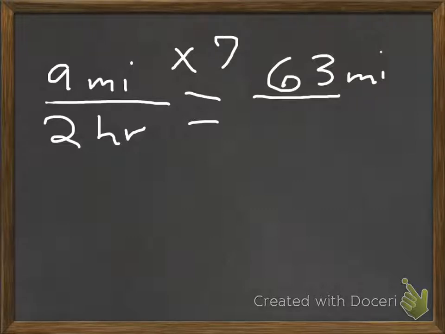So whatever I did to the numerator, just like with equivalent fractions, I would have to do to the denominator. And for 2 hours, I would have to multiply that by 7 as well. So then 14 hours would go in the denominator for 63 miles when I'm traveling on foot, on my run, if I'm running at the same speed consistently.